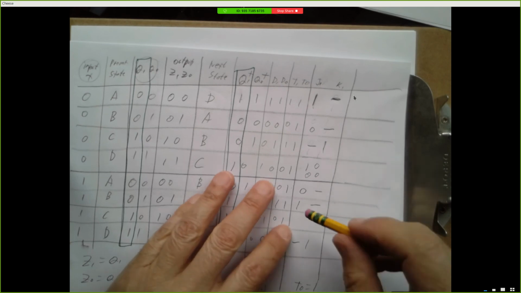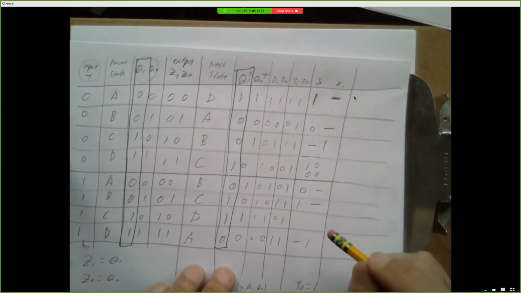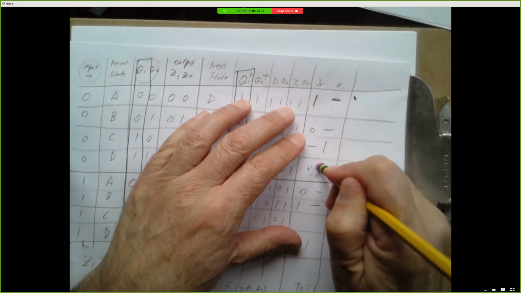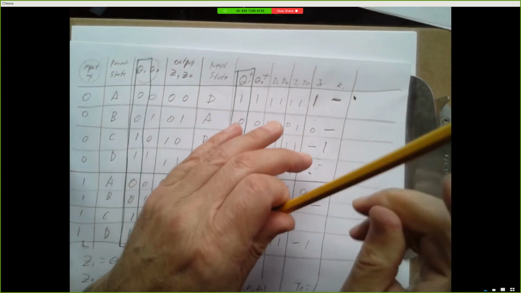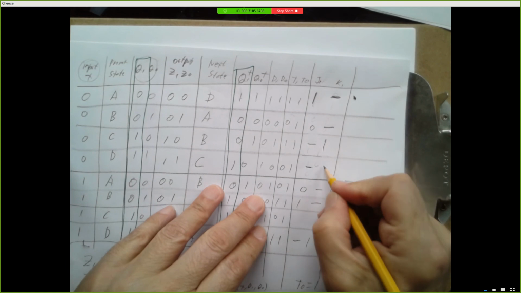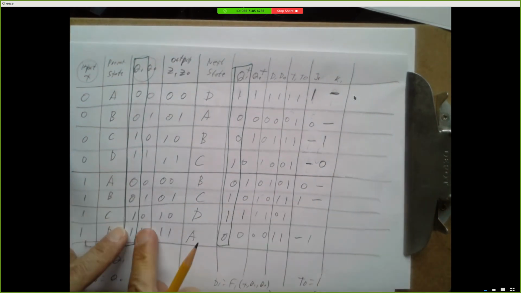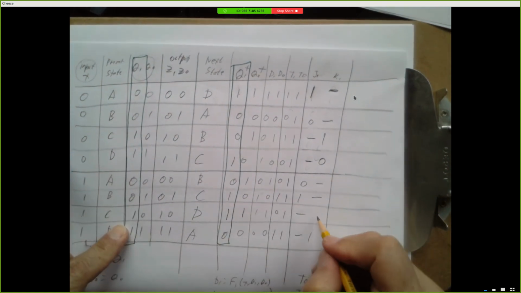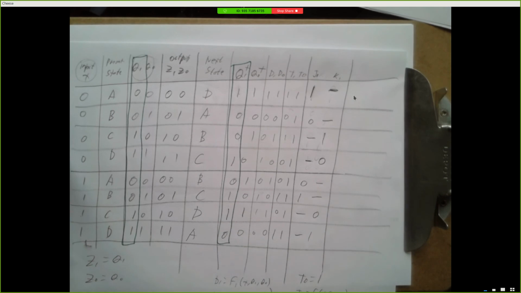And that translates to a don't care followed by a 0. So J is a dash and K is a 0. And our other case where we had a 1 and a 1, that's a don't care and a 0. So we've got don't cares. Don't cares are nice.